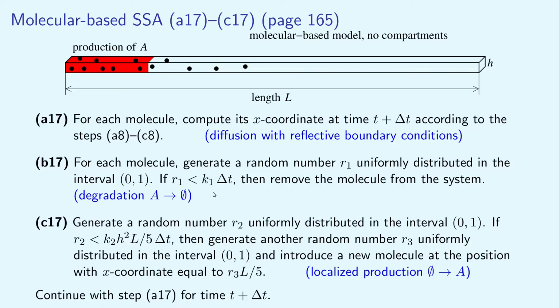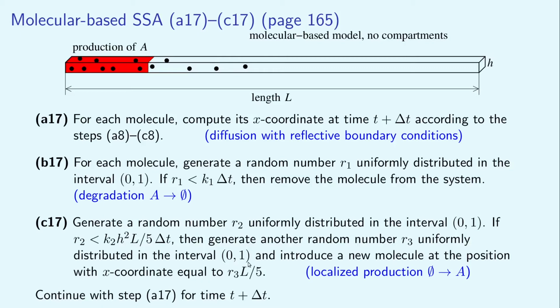of the simulated molecule. The last step implements the production reaction with the help of two random numbers R2 and R3. The first one, R2, is used to decide whether another molecule should be introduced to the system. If this happens, then we use random number R3 to select the starting position of the new molecule in the red part of the computational domain.